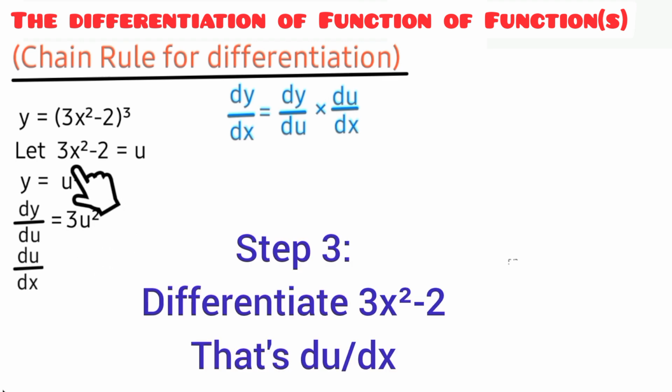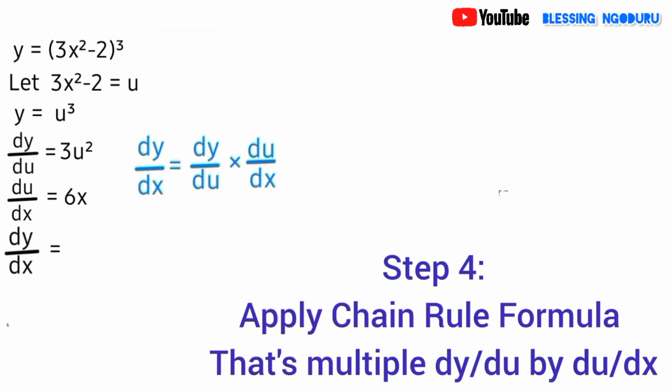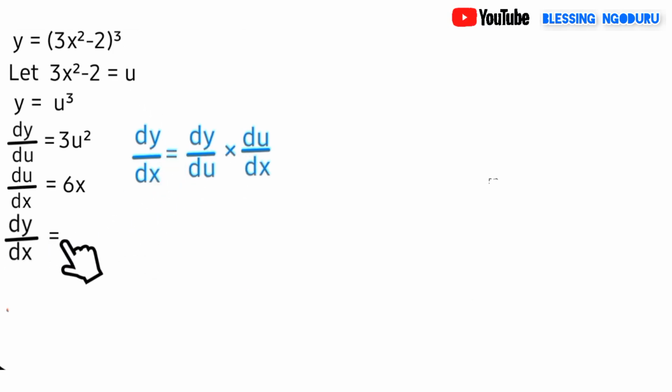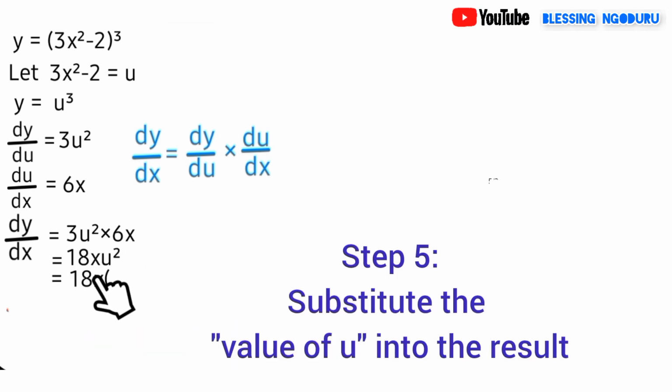Let's proceed to differentiating our u. We refer to that as du over dx: 2 times 3x raised to the power 2 minus 1. Now let's use the chain rule formula to get the derivative. That is dy over dx equals dy over du times du over dx: 3u squared times 6x. So we have 18x.